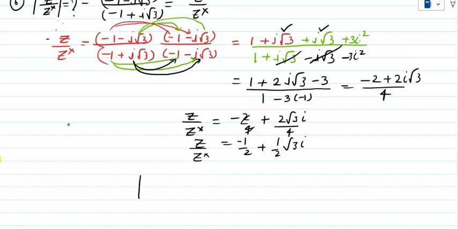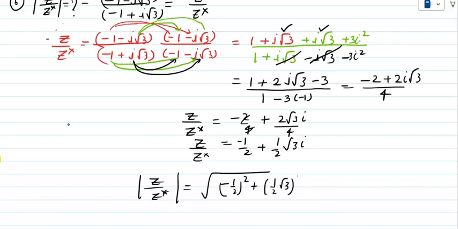Now they are asking the modulus of z over z conjugate. So it should be the square root of (minus 1 by 2) squared plus (1 by 2 root 3) squared. So it should be 1 over 4 plus 1 over 4 times root 3 squared, which is 3 over 4. So it should be 4 over 4. The answer will be 1.